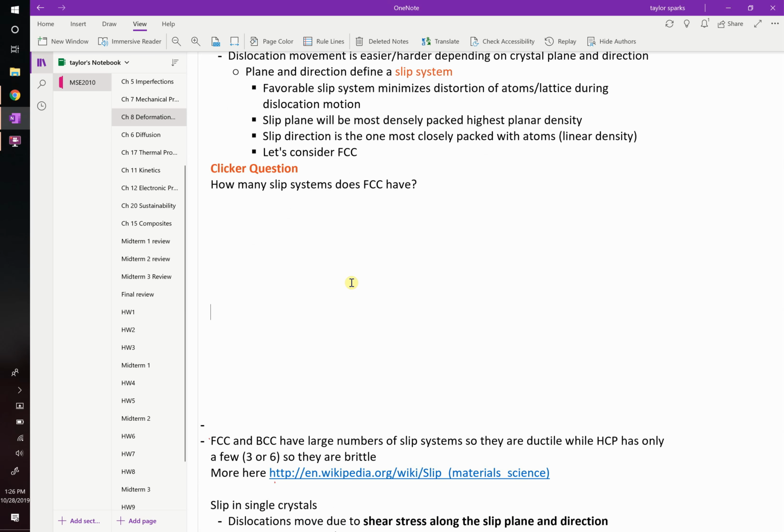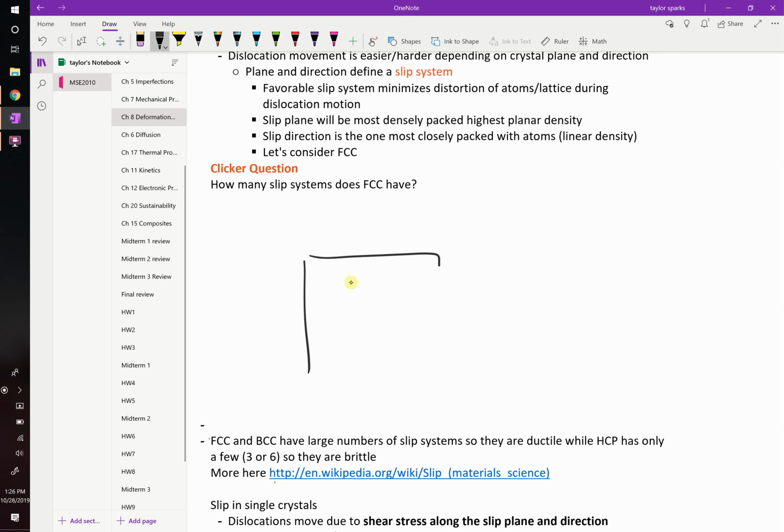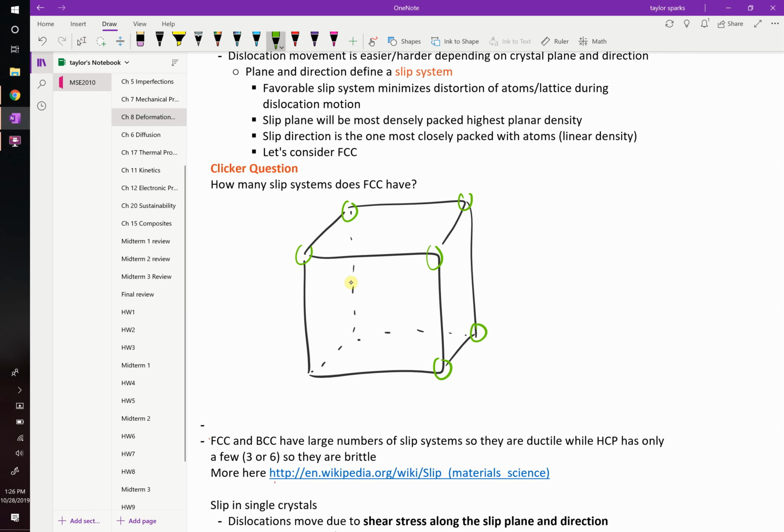Slip can happen in all sorts of directions, but it's going to happen preferentially on the ones that cost the least amount of energy. So let's draw our lattice for a minute, and let's go over this. Let's draw a nice cubic lattice. We're going to draw FCC. In the FCC lattice, let's remember where our atoms are located. They're on the corners, and they're also located on the faces, so left, right, top, bottom, front, back.